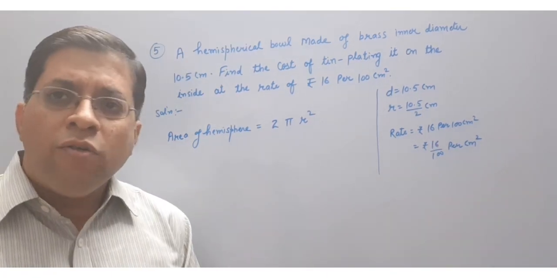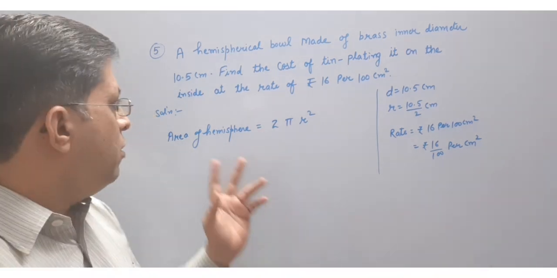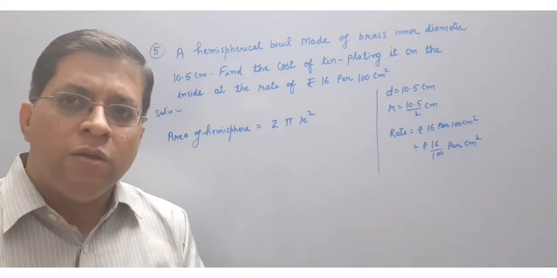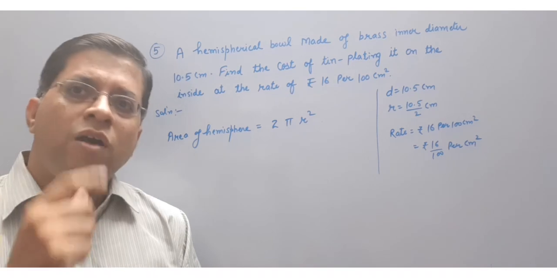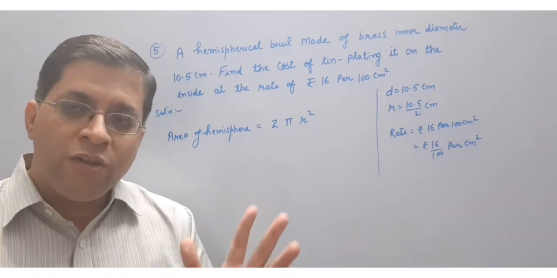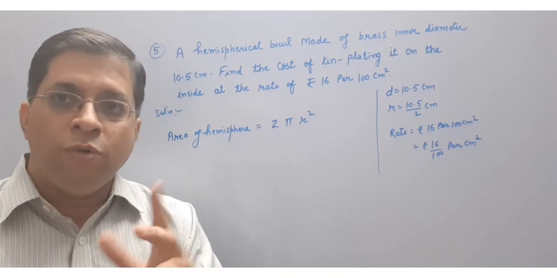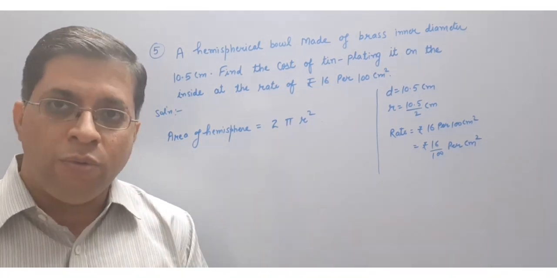Now then, we have to find out the CSA of that bowl. Okay, what is the CSA of a hemisphere, a bowl in the shape of a hemisphere? CSA of hemisphere is 2 pi r square, isn't it? Okay, so you have to put the value of r. Pi is given to you, 22 upon 7, that you know. Now come on.